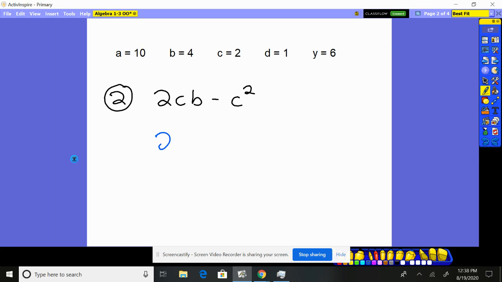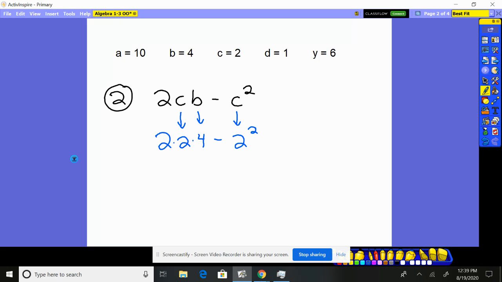So I'll put my 2. C's value is 2. So it's 2 times 2. B's value, it says, is 4. Minus, you bring down C. C, it says, is 2 also, squared. So we have 2 times 2 times 4 minus 2 squared.